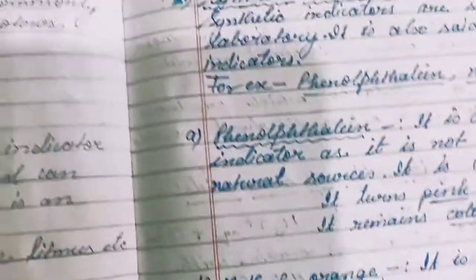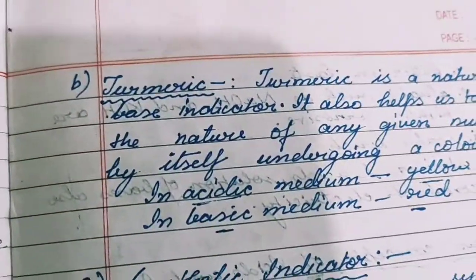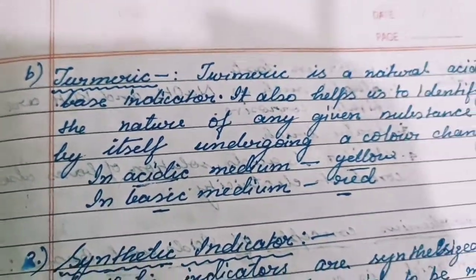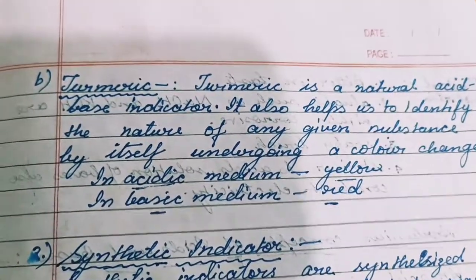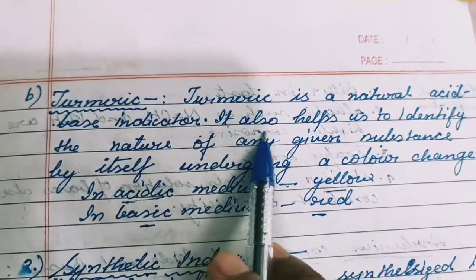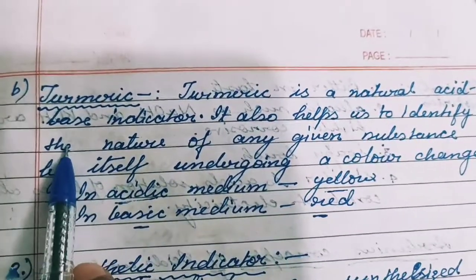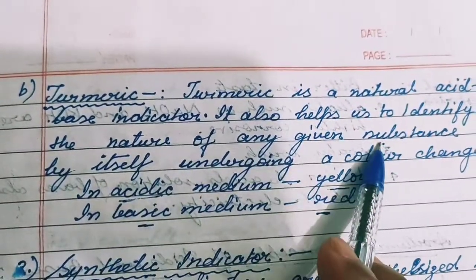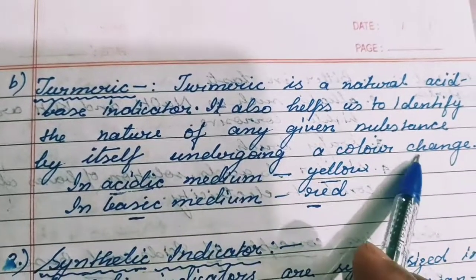Clear? Now students, the next topic is turmeric. Turmeric is again a natural indicator. So students, turmeric is a natural acid base indicator. It also helps us to identify the nature of any given substance by itself undergoing a color change.